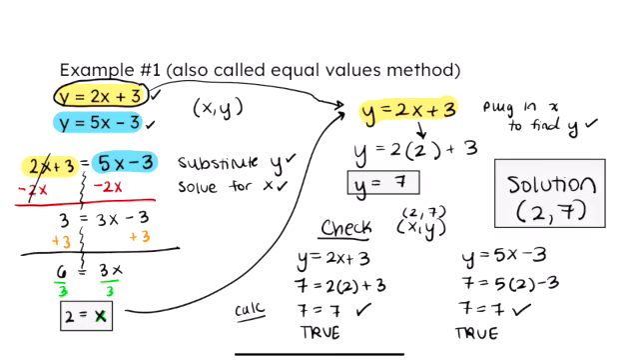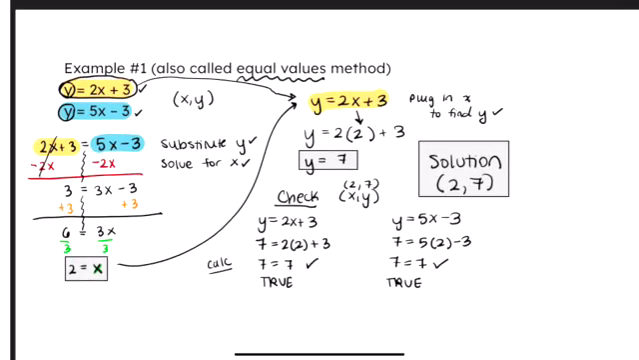So again, that was a special type of substitution called the equal values method. The reason they call it that is because we had 2 equations that told us what y was equal to, and we basically just set them equal to each other to solve. Let's look at a second example.